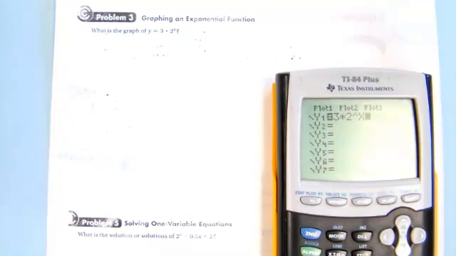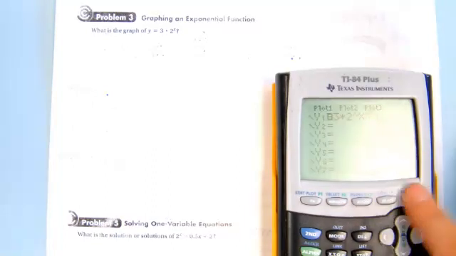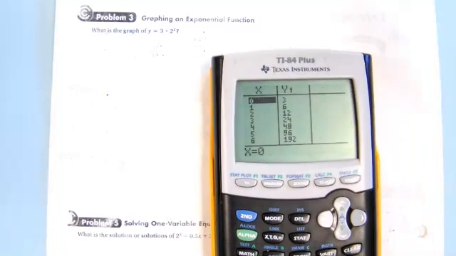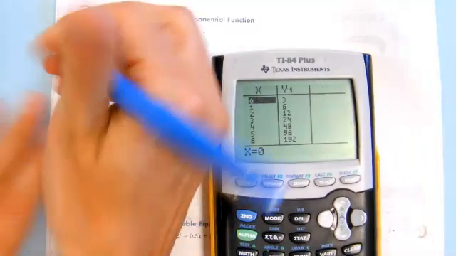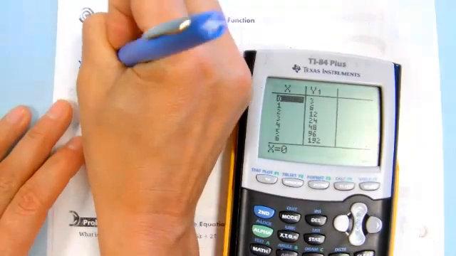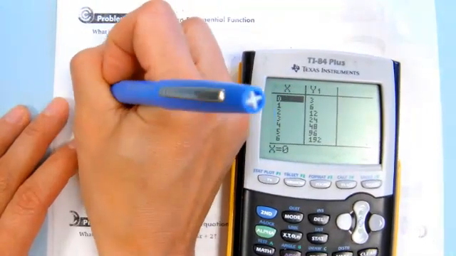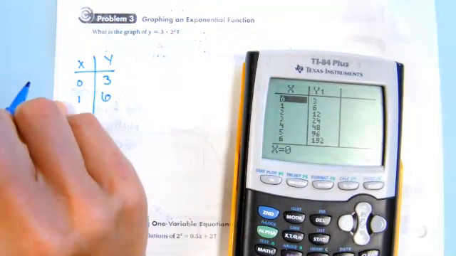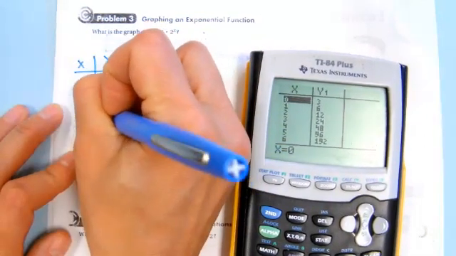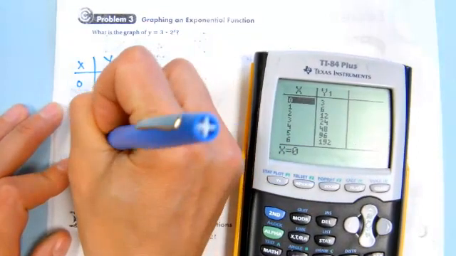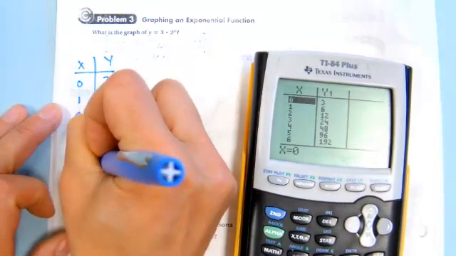Because a lot of times when you have to make your own graph, you're really looking at just the first few values, right? So go to second graph to the table. And let's list the first few values. So x value and y value. If x is 0, y is 3, right? If x is 1, y is 6. If x is 2, y is 12. If x is 3, y is 24. And if x is 4, y is 48.